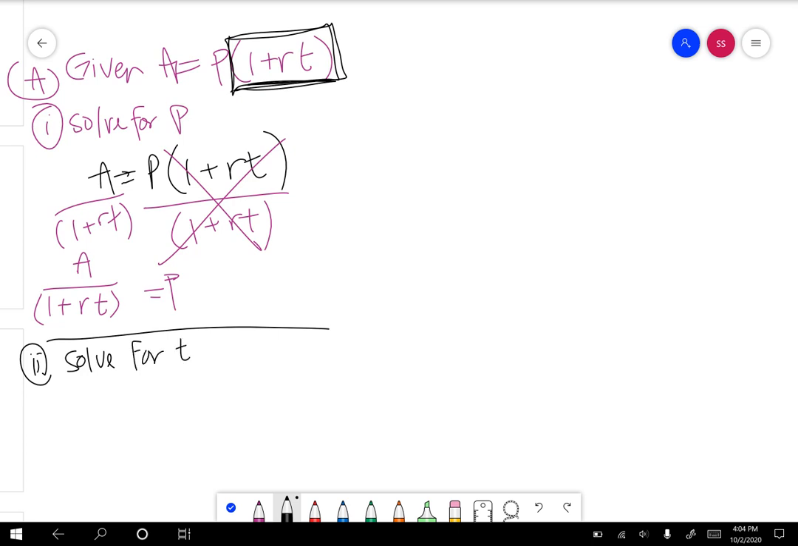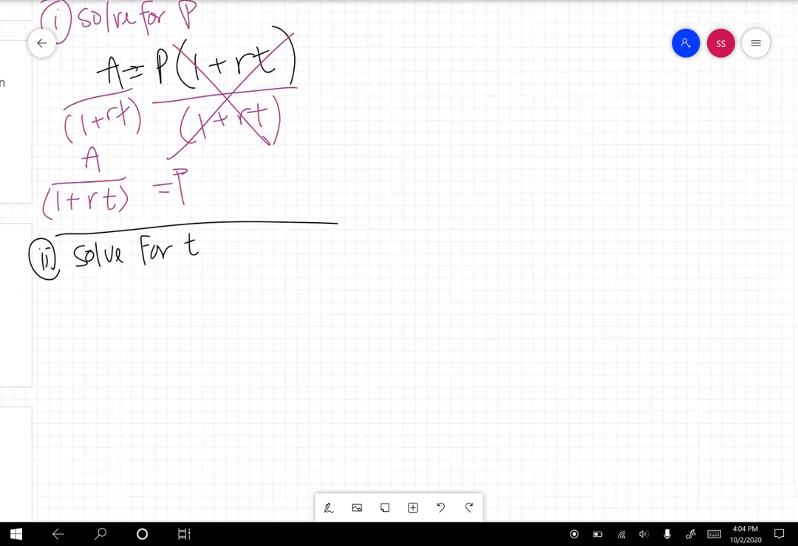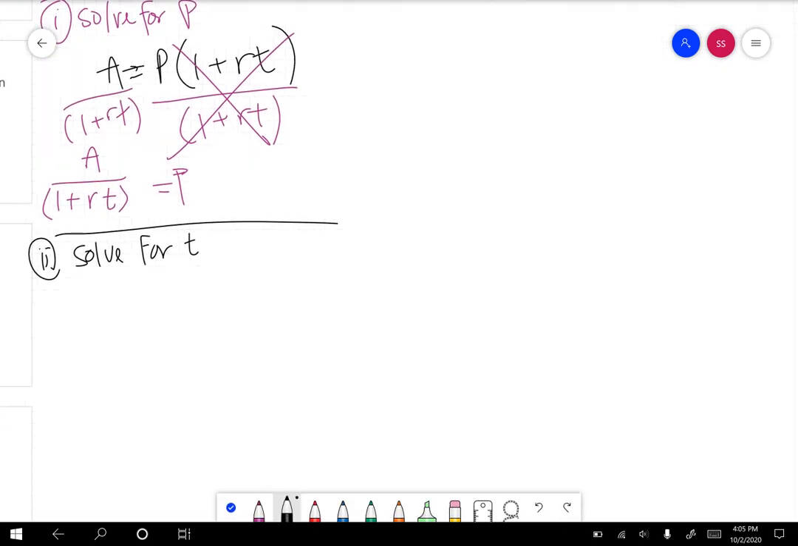So this time we're going to solve for T. This time we're solving for T. So same formula that we're starting with. A equals P times 1 plus RT. But now we're solving for T. Okay, so we need to isolate this guy.